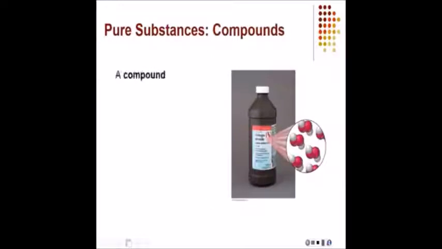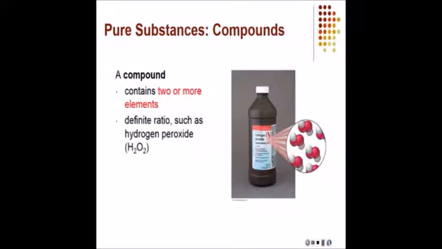Now, for compounds, we're going to see some examples. A compound contains two or more elements, and they're always in a definite ratio. Here is hydrogen peroxide, and you can see it in the picture. The formula for hydrogen peroxide is H2O2. That means that one molecule of hydrogen peroxide contains two hydrogen atoms and two oxygen atoms. So this ratio, 2 to 2, never changes for hydrogen peroxide. If you were to make the ratio any different, it would be a completely different compound.